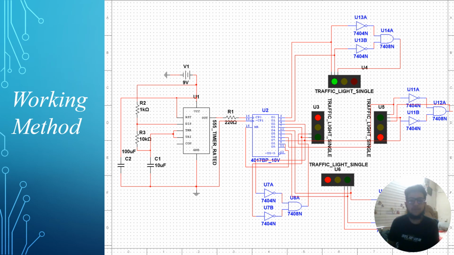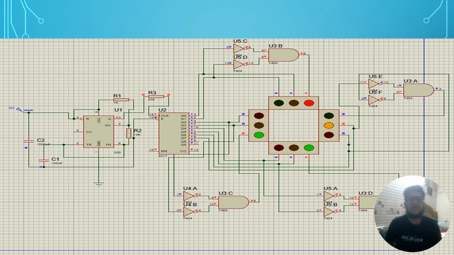At first, power on. The system is powered up by the power supply, which provides the necessary voltage to the circuit components. 555 timer IC operation: the 555 timer in astable multivibrator mode generates a clock pulse. The frequency of the pulse depends on the resistors R1 and R2 and the capacitor C1. The clock pulses serve as the input to the 4017 Johnson counter.